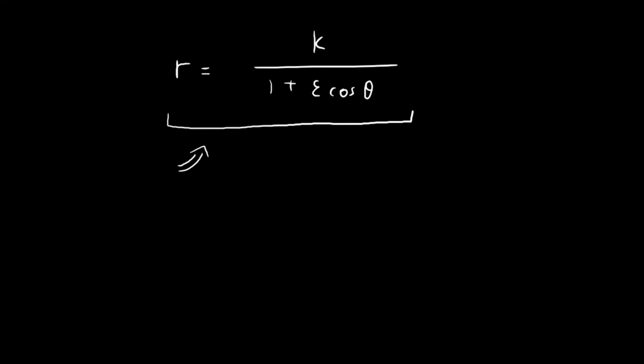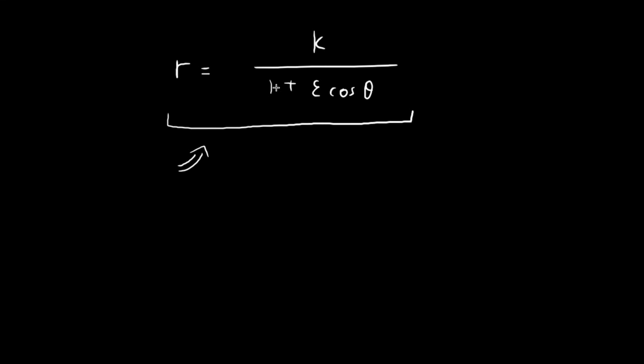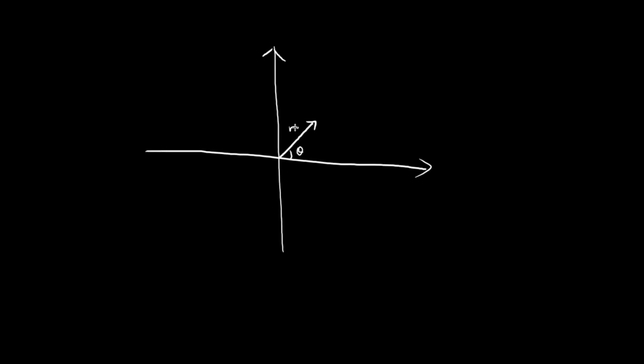And before I move on to that, I just want to point out that for this expression over here, you can see that we get an ellipse, and the center of this ellipse is going to be at the origin. Meanwhile, for this expression, the ellipse that you're going to get is going to be shifted to the left. So for this expression over here, you can see that we have this arrow r with a length of r, and then it has an angle theta, and this function essentially tells us how the length r is going to change as we swing this arrow around 2 pi radians.